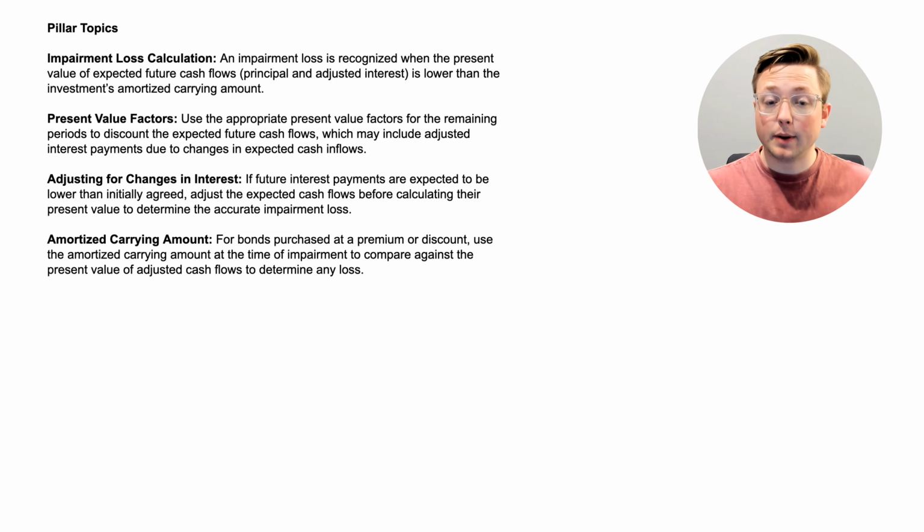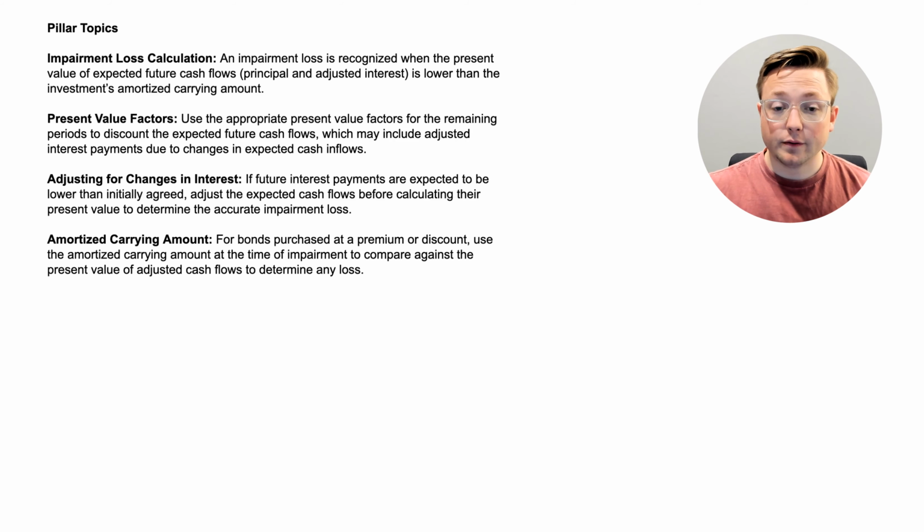Now, for the impairment loss calculation, if you didn't notice this pattern throughout all of it, an impairment loss is recognized when the present value of expected future cash flows, and again, we had to do that with the principal and the adjusted interest, is lower than the investment's amortized carrying amount. And it kind of goes without saying, but I'm going to say it. If the amortized carrying amount is less than the expected future cash flows, then there's no impairment loss. So don't get confused by that. Don't get tripped up by that if for some reason you see a trick question about that.